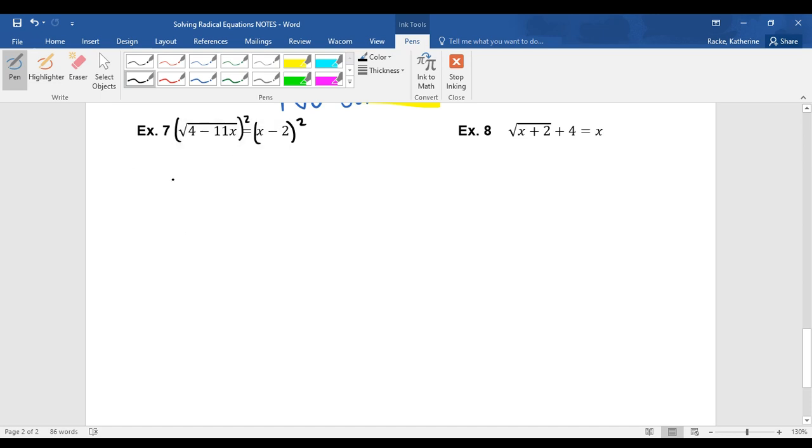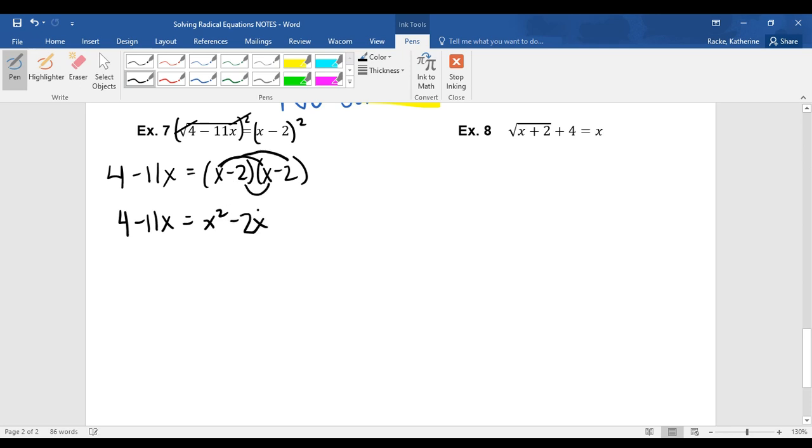Okay. So if I square this left side, I just get 4 minus 11x. If I square this side, I have 2 of x minus 2. And I'm going to multiply it all the way through. So x times x gives me x squared. X times -2 gives me -2x. -2 times x gives me -2x. And -2 times -2 gives me a +4.